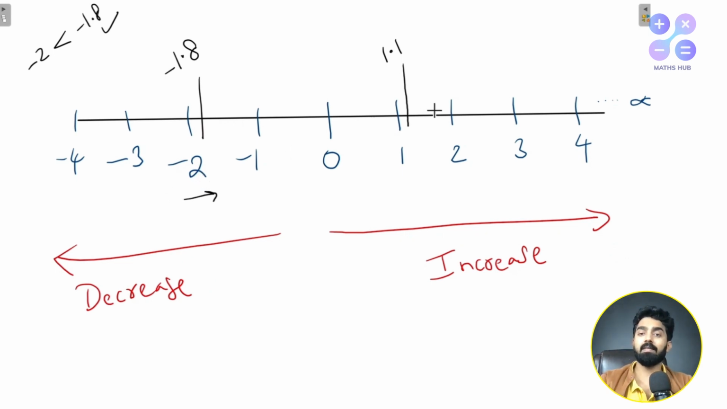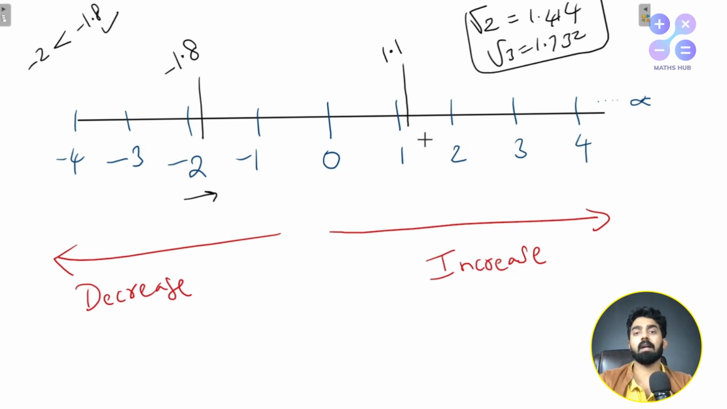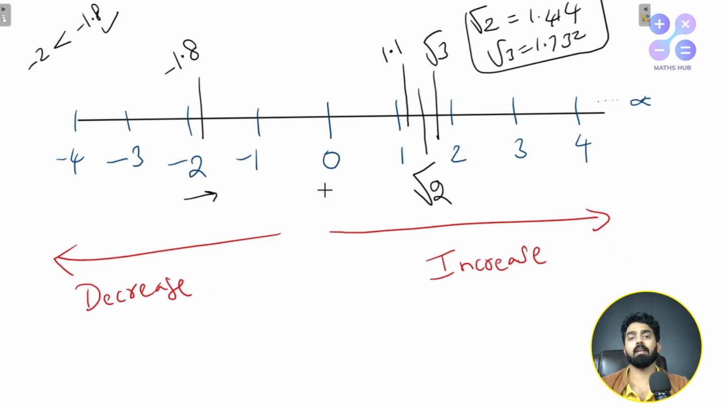Now, even a number like root 2. What is the value of root 2? The value of root 2 is 1.414, and the value of root 3 is 1.732. You need to memorize these. These are very important values. So the value of root 2 is 1.414, which lies somewhere about here. And root 3 lies somewhere over here. So all these numbers are part of the set called real numbers and can be represented on a number line.